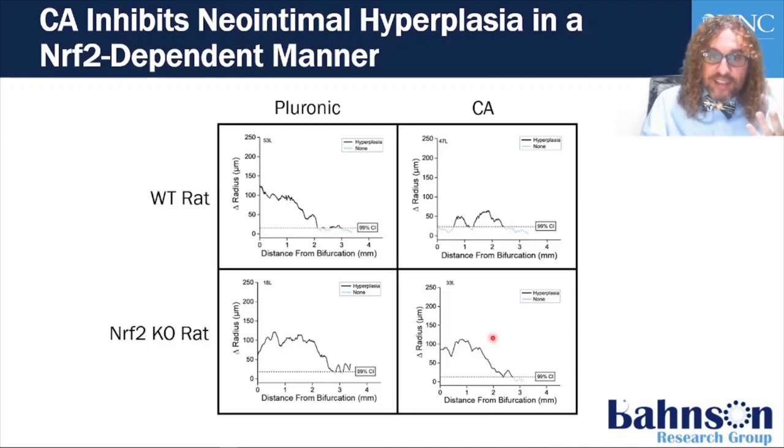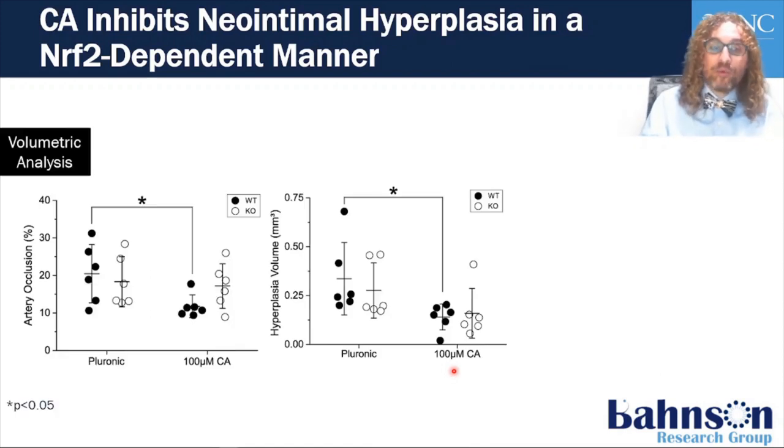A different way to look at this is these radii plots. When we plot the delta radius for wild type and Nrf2 knockout rats in the vehicle treated animals, we see that both have this injury. The area under the curve is proportional to the amount of neointimal hyperplasia, and we see that when we treat with cinnamic aldehyde, that area under the curve is significantly reduced in the wild type rat, but not so much in the Nrf2 knockout. Of course, we need to quantify this and do some stats to know that this is true, and this is what we did.